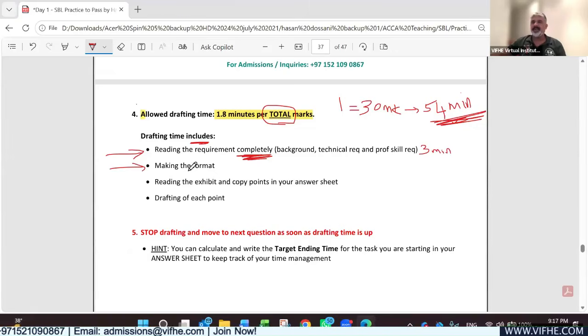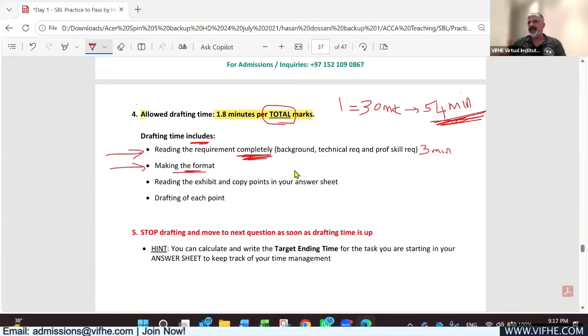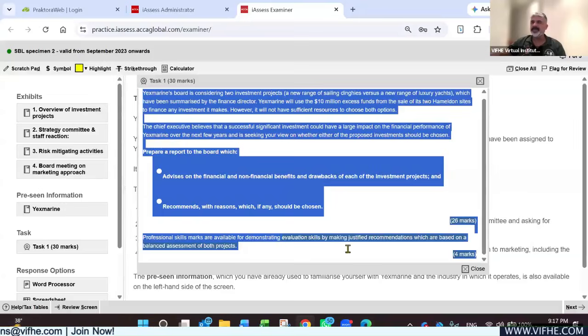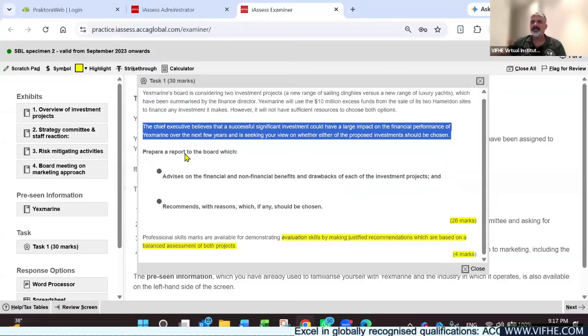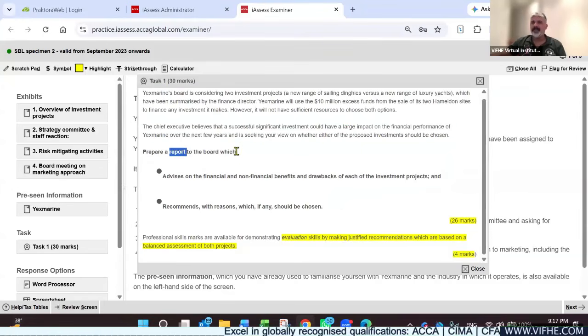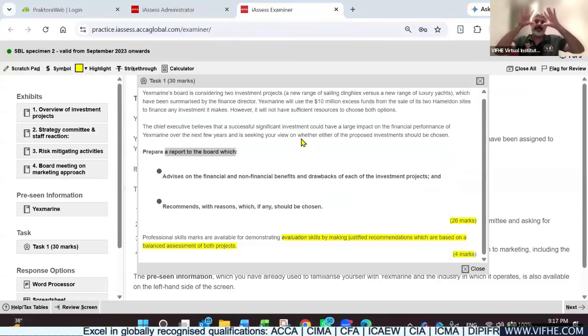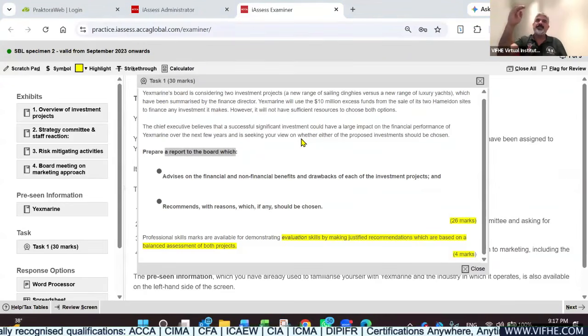The second thing is you will need to make the format. Is there a format required? Yes. The format is there. Prepare a report to the board. So you have to make the report format. How much time will it take you to make the format, report, to, from, subject, date, introduction, closure? I think 2 minutes.